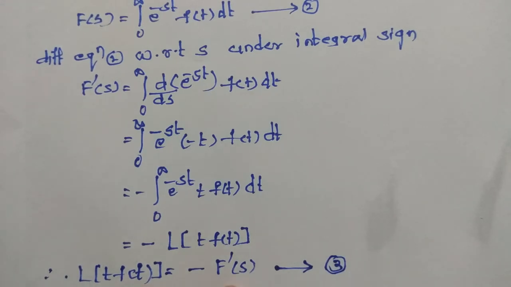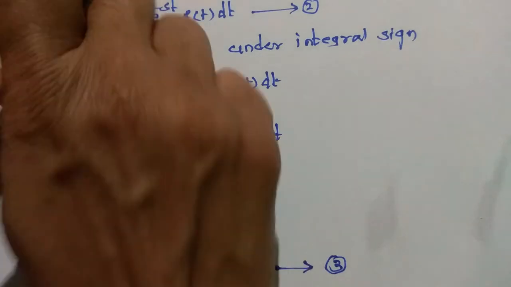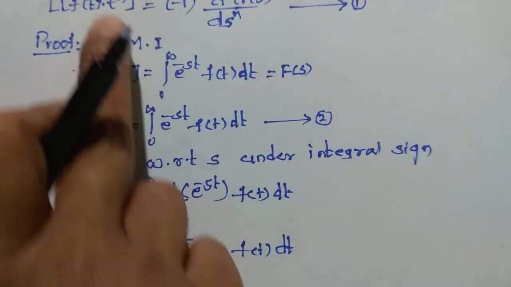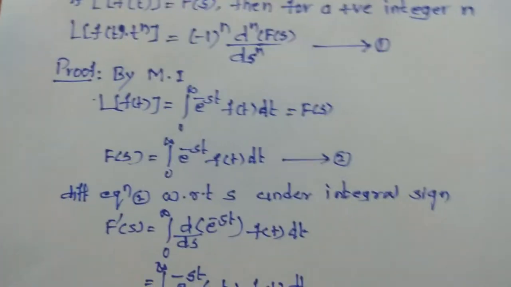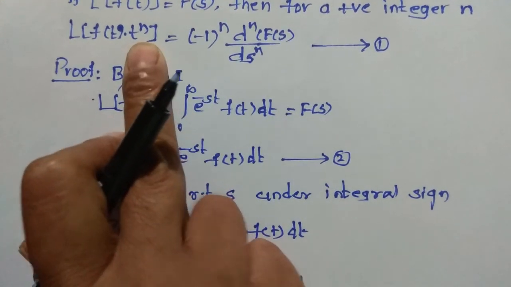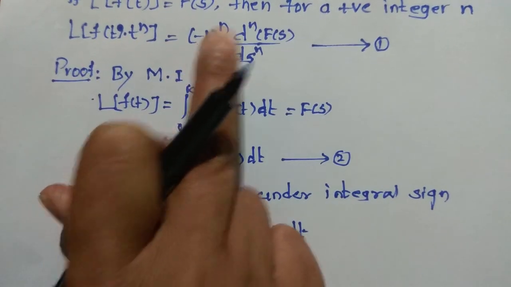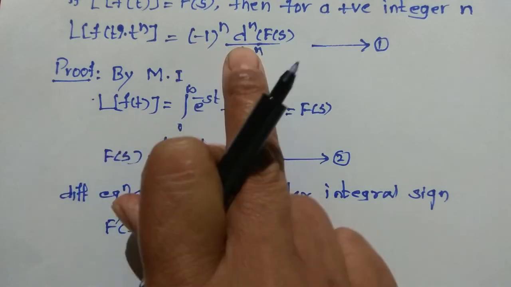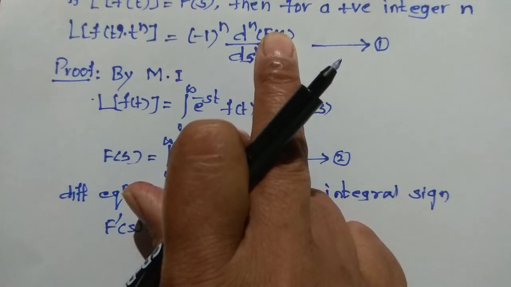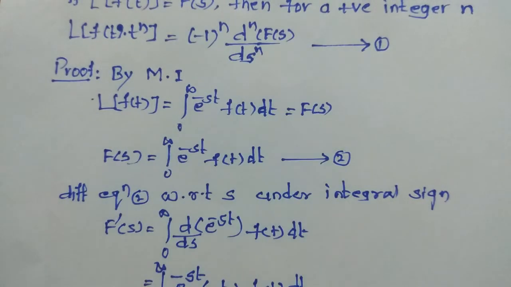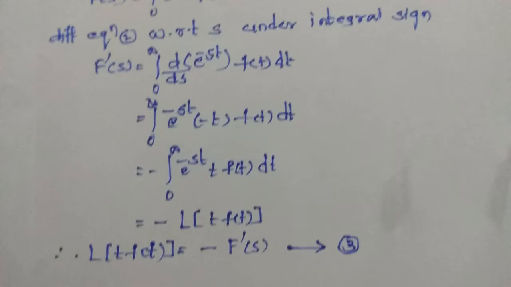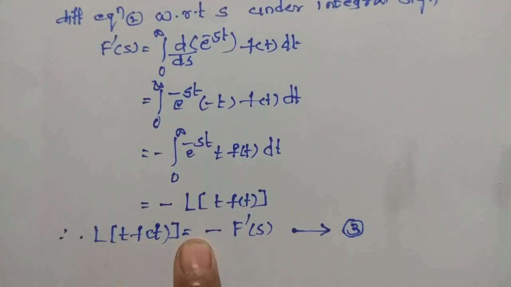Now, this implies that the result is true for n equals 1. That is, if I put n equals 1 in the given equation, we have Laplace of t into f(t) equals minus 1 raised to 1, which is minus, of the first derivative of F(s), so we have F dash. That's what we have: Laplace of t into f(t) is equal to minus of F dash of s.